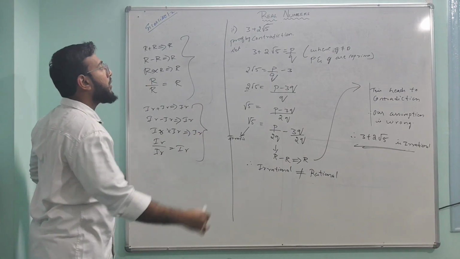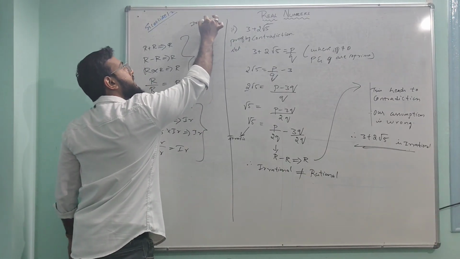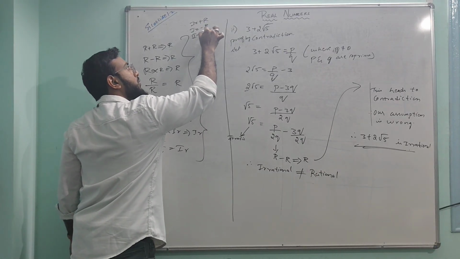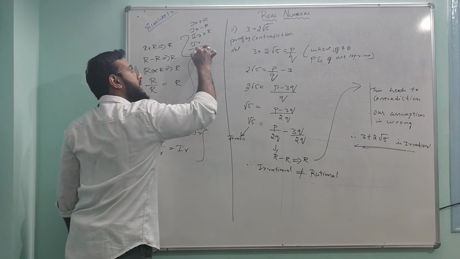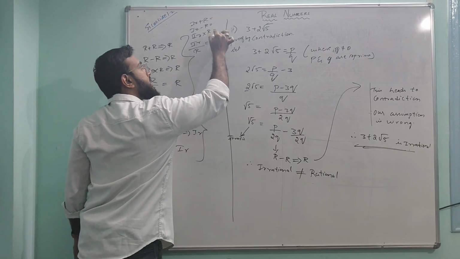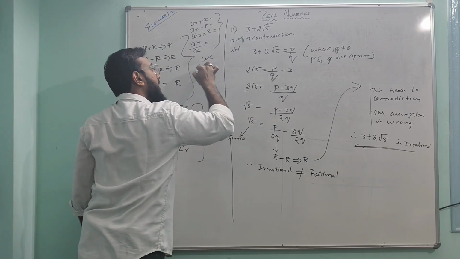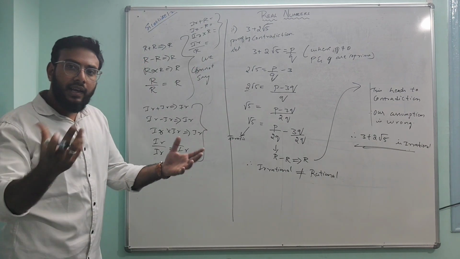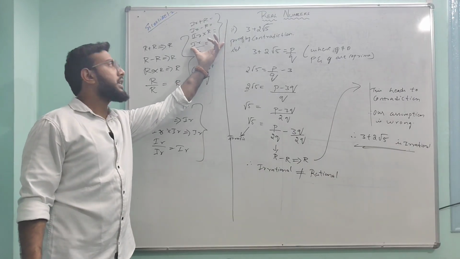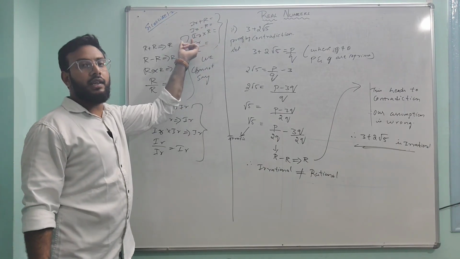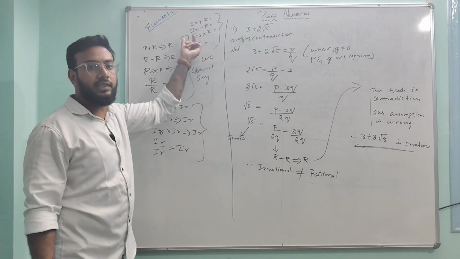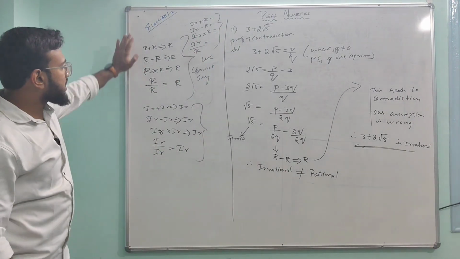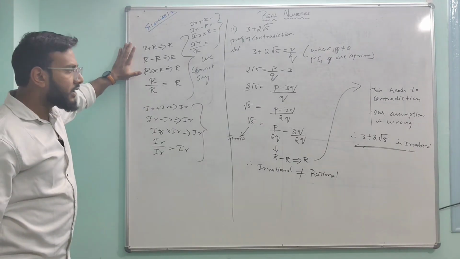This is a concept. Now, if we take irrational plus rational, irrational minus rational, irrational into rational, irrational divided by rational, in all of these cases we cannot say the perfect answer. It can be rational also, it can be irrational also. In these conditions we cannot say. So this concept is simple. Just keep in mind.